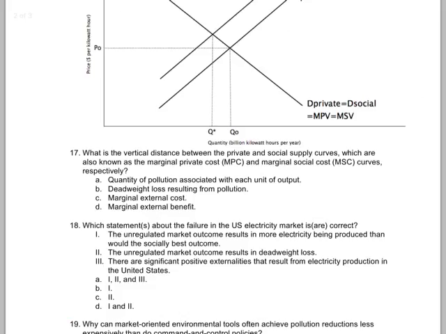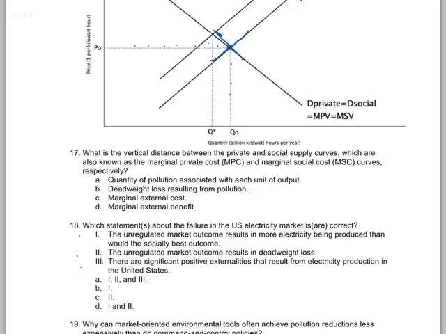Number 18 was one of the harder ones on the quiz, and let's think about this. I couldn't reproduce both the question and my full graph, but I think I've got enough of the graph to show. Let's think about these three statements one by one. The unregulated market outcome results in more electricity being produced than would the socially best outcome. Well, that's right. Supply and demand intersect at P naught and Q naught, but private agents aren't thinking about all the costs in the market.